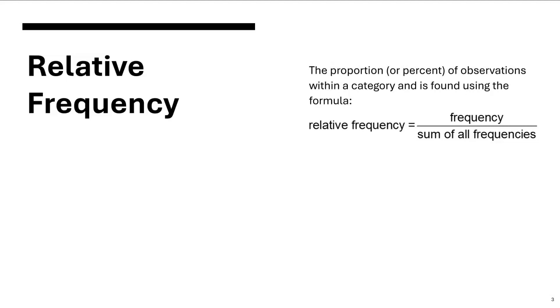And then you can also have what's called relative frequency. This is the proportion of observations within a category and is found using the following formula. You're going to take the frequency divided by the sum of all frequencies, which is basically the total in your sample. So you're going to take the frequency for each category and divide it by the total, little n, which is the total number of things or people in your sample, or the things that you actually collected data on. All right, so that's your relative frequency, and that's how you find it.